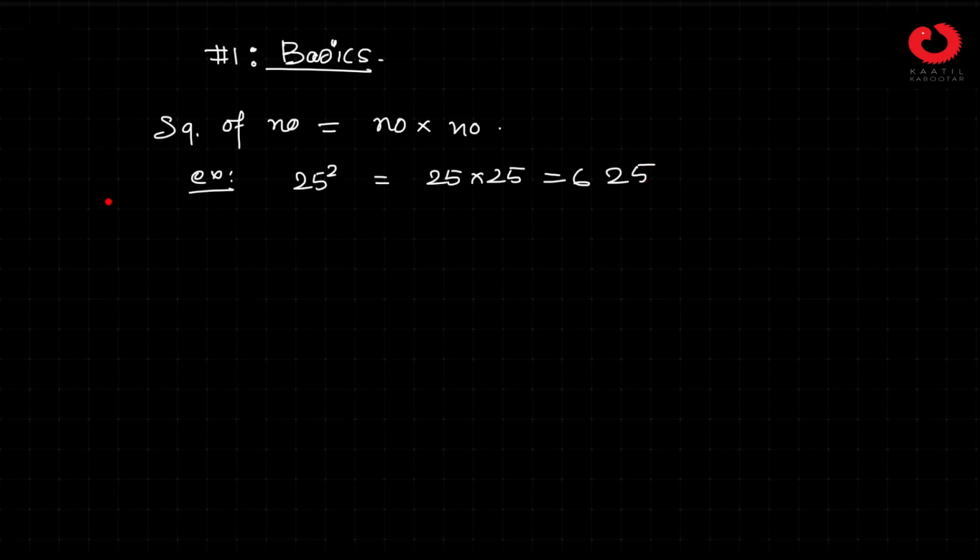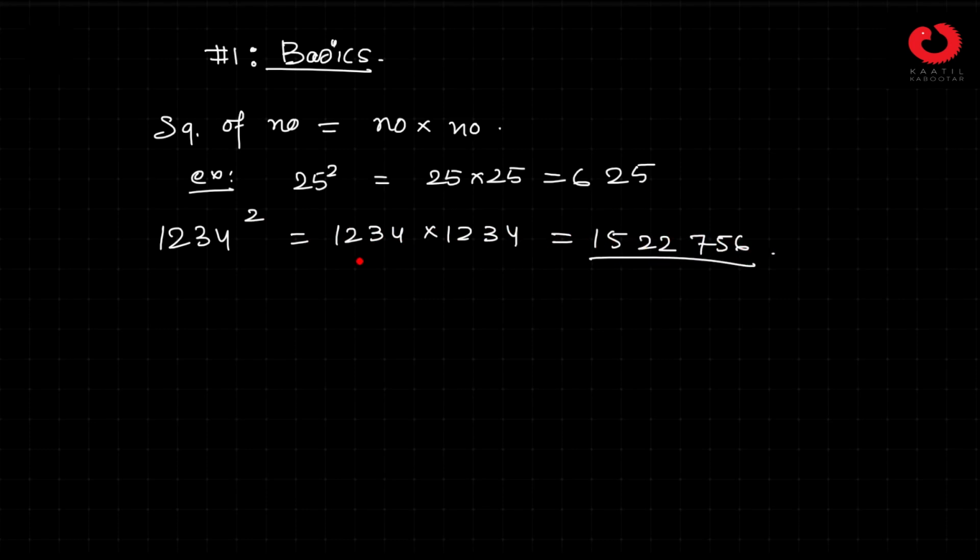Now with this sort of understanding, if any number is given to you, suppose I give you 1234 whole square, you can always multiply this with itself and get the square of this number. This will be 1522756. So any number given to you, you can always multiply it and get the answer. And if you have already gone through the multiplication tricks, you can do this multiplication very quickly to reach this answer.